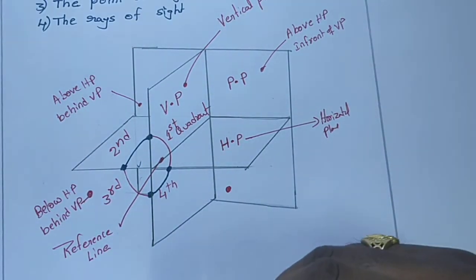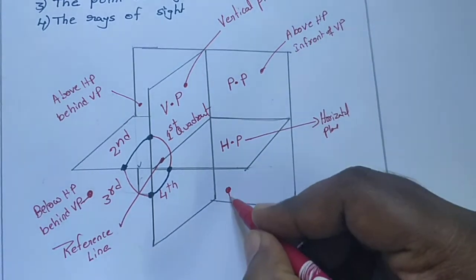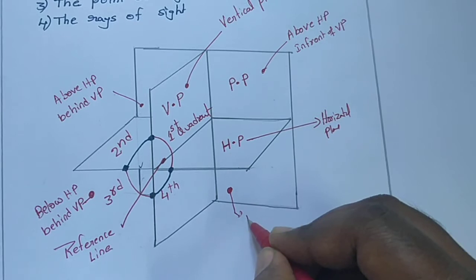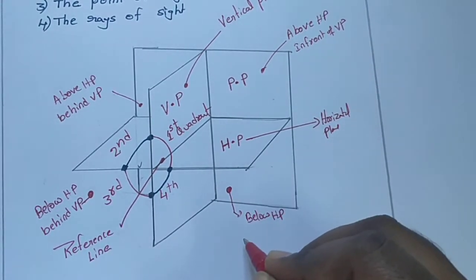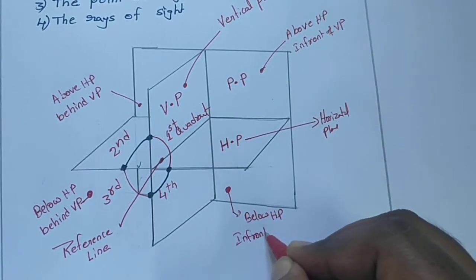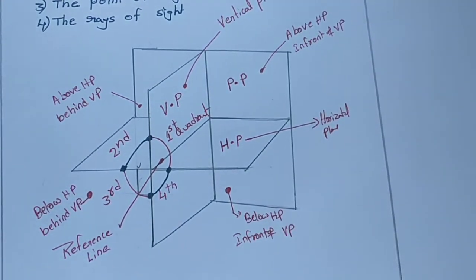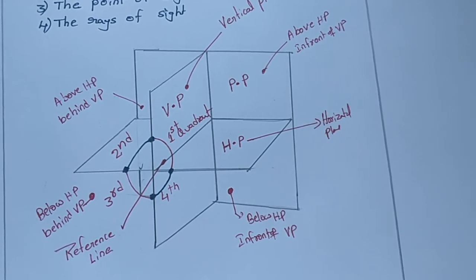Suppose any object is placed in the fourth quadrant, that point is said to be below HP and in front of VP. Based on this, we need to identify the position of the object.